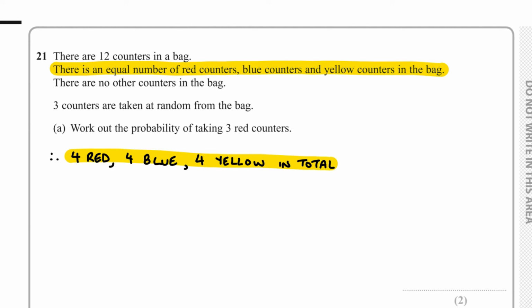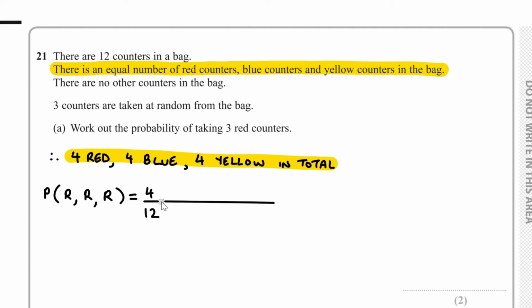And there are no other counters in the bag, and 3 counters are taken at random from the bag, and we have to work out the probability for part A of taking 3 red counters. So we're finding the probability of finding a red, another red and another red. Well, over here there's 12 counters in total, and of those 12, 4 are red.